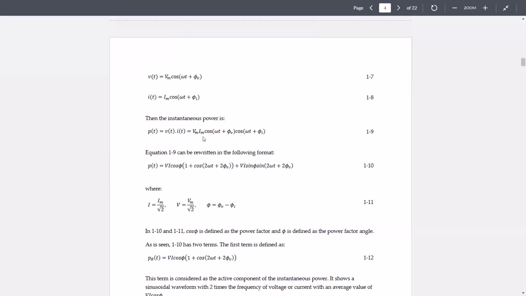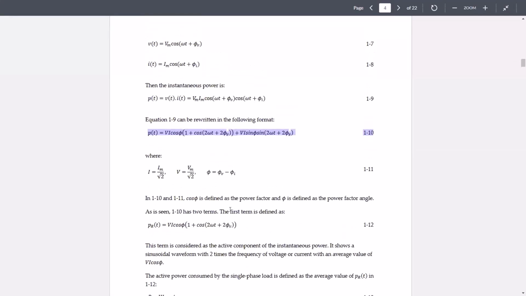If you go ahead and use the trigonometric identities, you see that the instantaneous power for your sinusoidal network would be of this form that is shown in equation 1.10. And in equation 1.10, V and I are the RMS values of the voltage and current, and phi is phi V minus phi I, where phi V is the phase angle of the voltage, and phi I is the phase angle of the current.